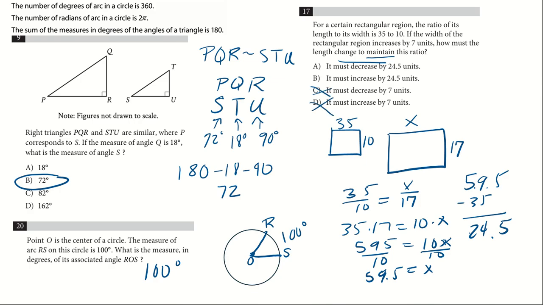Now, C and D are obviously wrong based on our answer. And then we know it's an increase because it went from a small rectangle to a larger rectangle. Be careful with the decrease. That's a little bit of a trick there. And be careful of the seven.